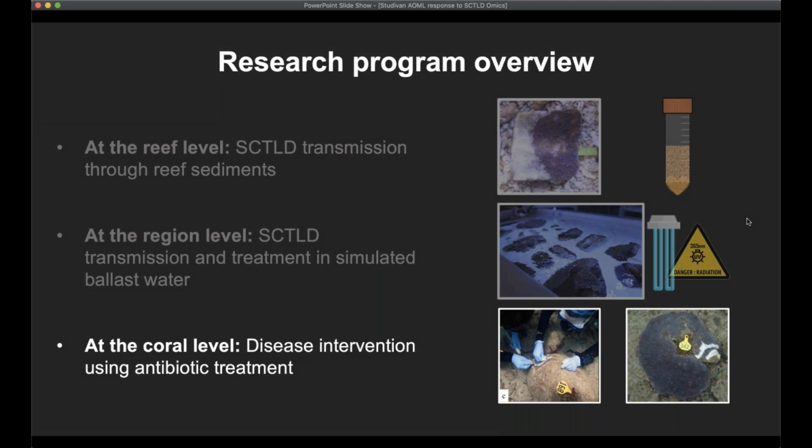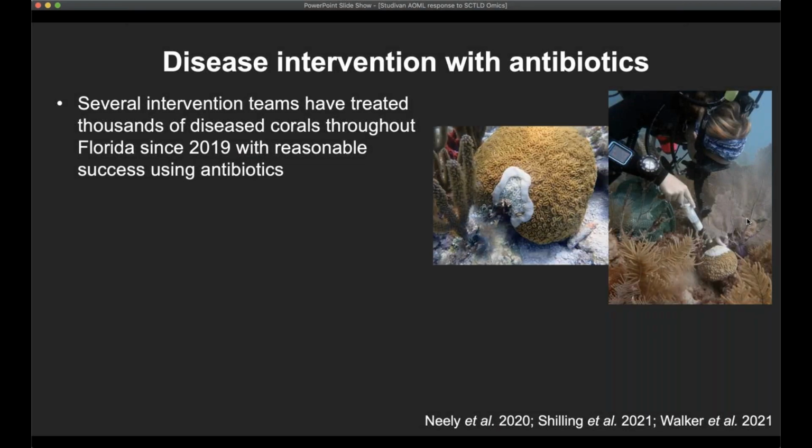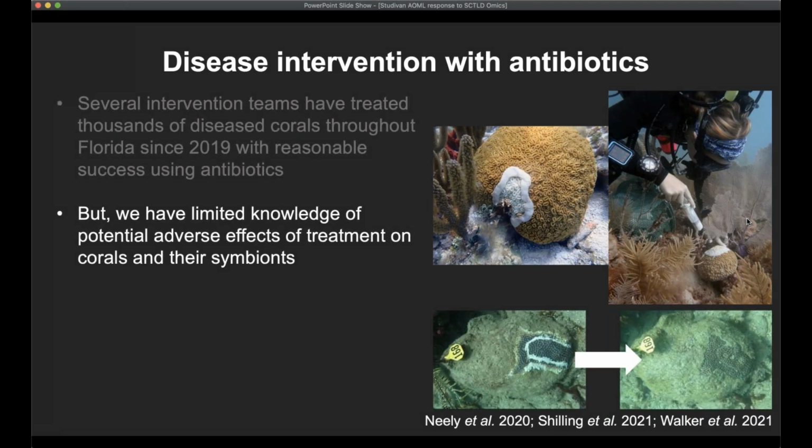Now, finally, I'm going to take a bit of a left turn here. While the previous two studies have been focusing on SCTLD transmission, now we're going to focus a little bit more on how we're responding to the coral disease outbreak at the colony level. I'll be focusing on a disease intervention project that I was a part of using antibiotics. There are several teams throughout Florida that have been treating thousands of diseased corals since 2019, using an antibiotic with a specially designed paste meant to release that antibiotic over a period of 2 weeks.